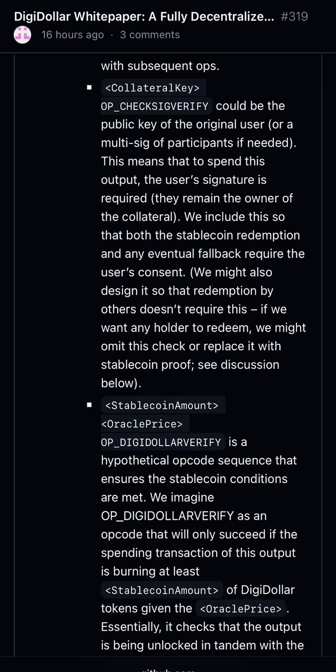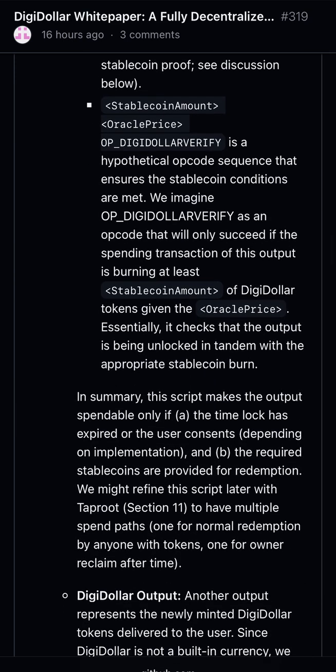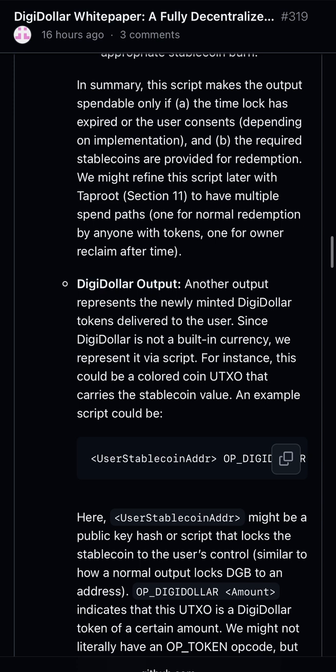See discussion below. <stablecoin amount> <oracle price> OP_DIGIDOLLAR_VERIFY is a hypothetical opcode sequence that ensures the stablecoin conditions are met. We imagine DigiDollar Verify as an opcode that will only succeed if the spending transaction of this output is burning at least the stablecoin amount of DigiDollar tokens given the oracle price. Essentially, it checks that the output is being unlocked in tandem with the appropriate stablecoin burn. In summary, this script makes the output spendable only if a. the time lock has expired or the user consents, depending on implementation, and b. the required stablecoins are provided for redemption.